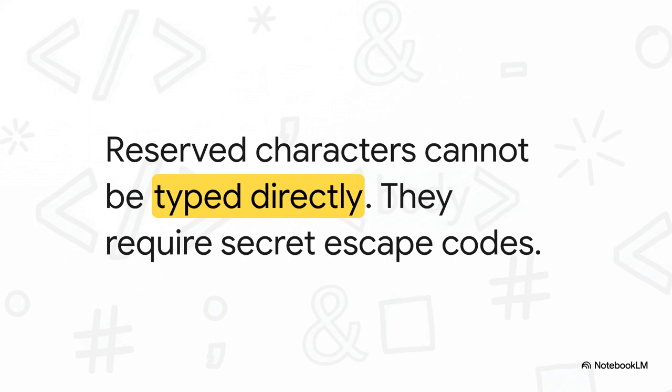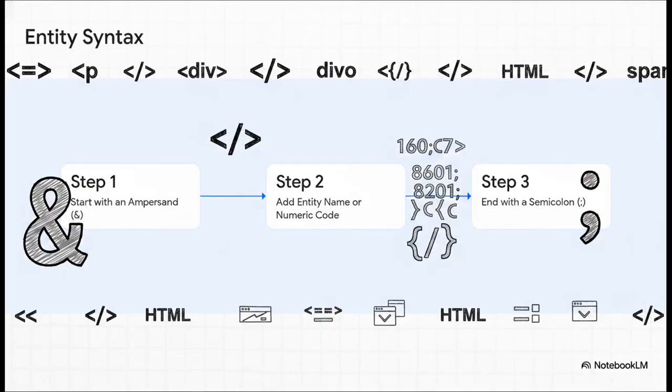So to display these reserved symbols, we have to use a totally different language hidden within HTML itself, known as character references or HTML entities. Basically, think of them as secret escape codes. Writing one of these entities always follows a very strict three-step syntax. Step 1, you absolutely always start with an ampersand. Step 2, you add the specific entity name or its numeric code. And finally, step 3, you close it out with a semicolon. This highly specific sequence is exactly how you communicate with the translator, basically saying, hey, whatever you do, don't execute this as code, just display the symbol it represents.